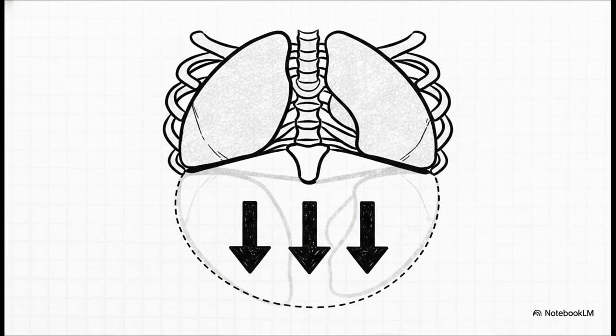When you breathe quietly, it descends about 2 centimeters, acting like a piston pulling air into the lungs. But when you take a really deep breath, that excursion shoots all the way up to 7 centimeters. That massive drop in the floor creates a powerful vacuum that rushes life-saving oxygen straight into your system.